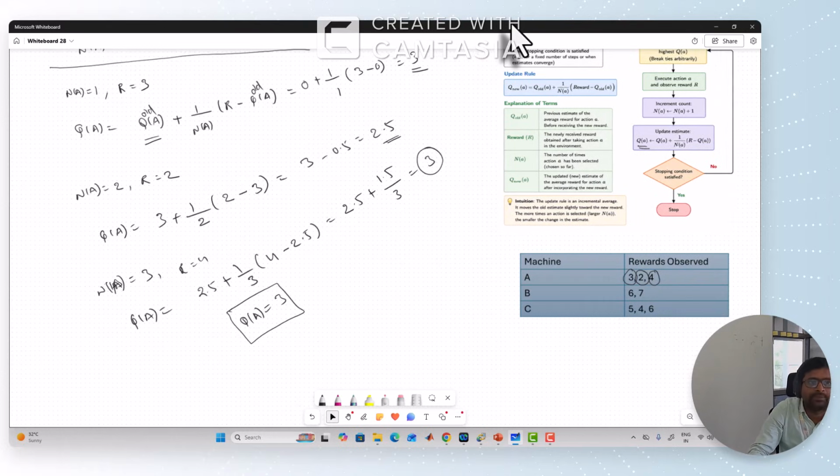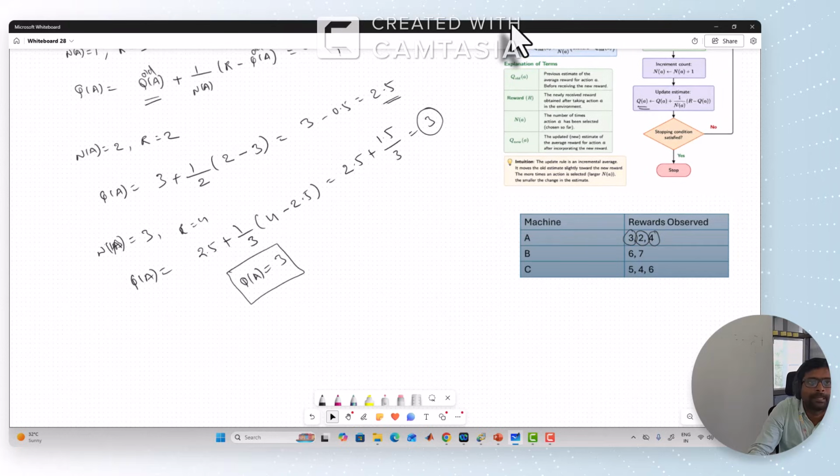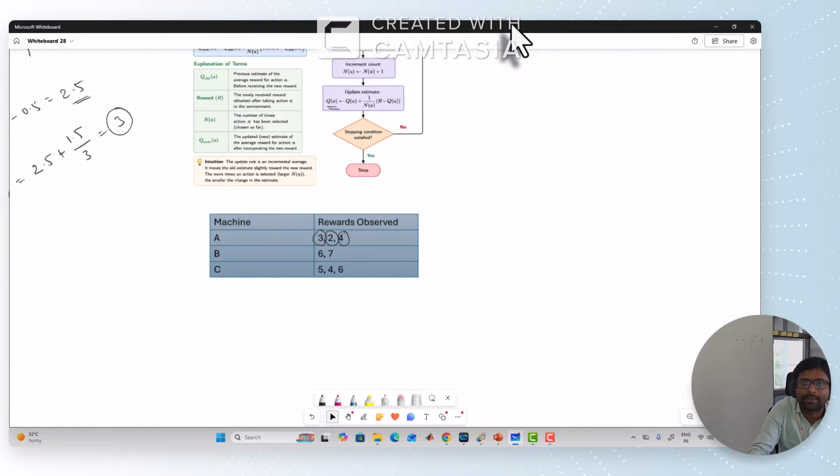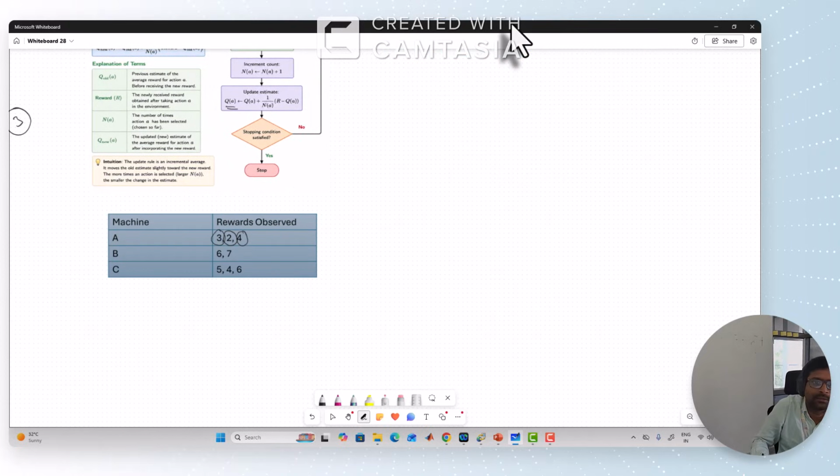So similarly, we have to go with machine B. I will write here, go with machine B. We know, as of now, that Q of A we are getting after 3 plays is equal to 3. Now we will work with Q of B.